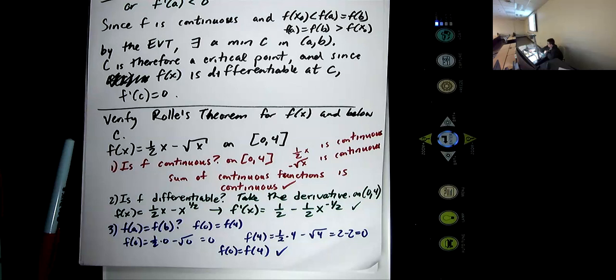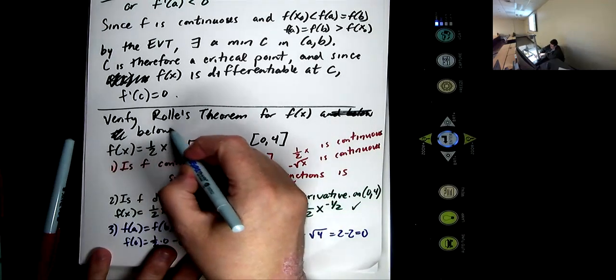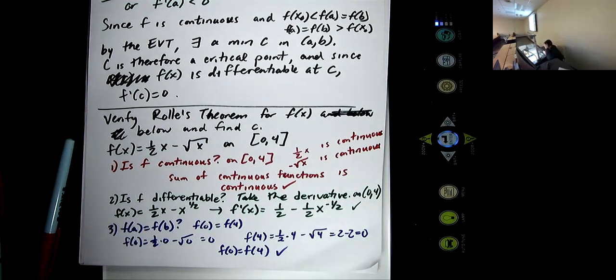So how do I find that value c? Was supposed to say for f of x below and find c. My words and my pen did not line up.